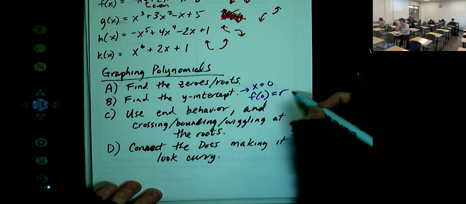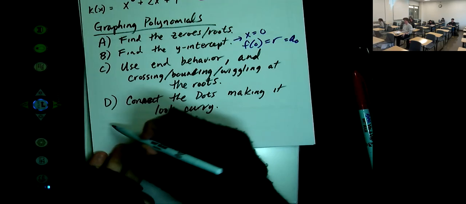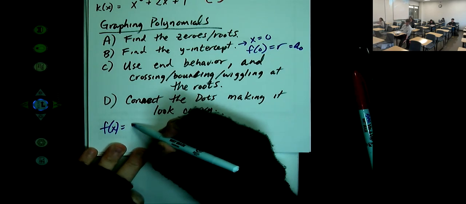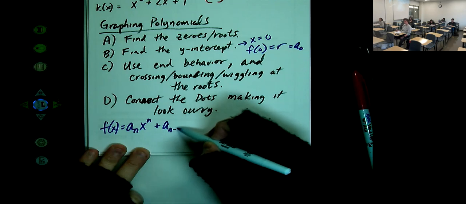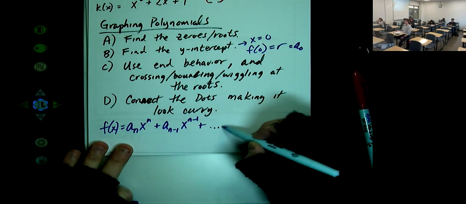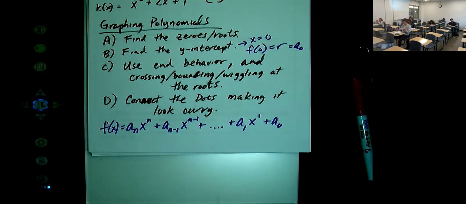The book and stuff will call this a sub 0. So if you're looking through the book or online, they'll say a sub n x to the n plus a sub n minus 1 x to the n minus 1, plus a sub 1 x to the first power, plus a sub 0. That's the general form.